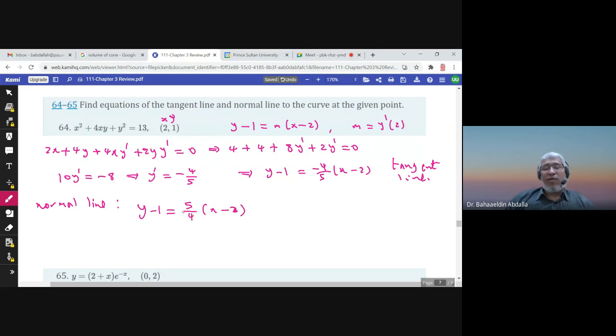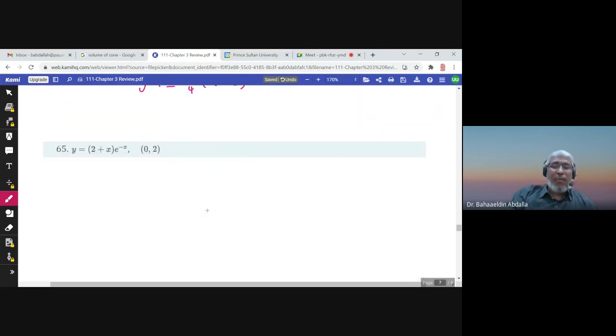This is 4 over 5. This would be 5 over 4 multiplied by a minus sign. So 5 over 4. Now, if you multiply the two slopes, you get negative 1 because the two lines are perpendicular. So this is the equation of the normal line.